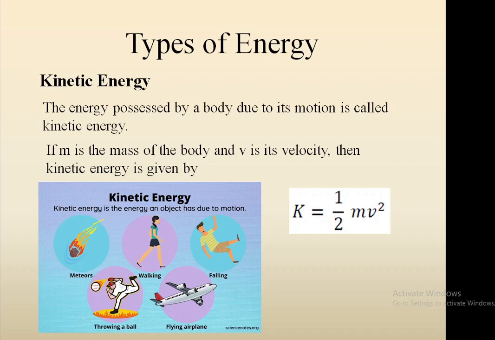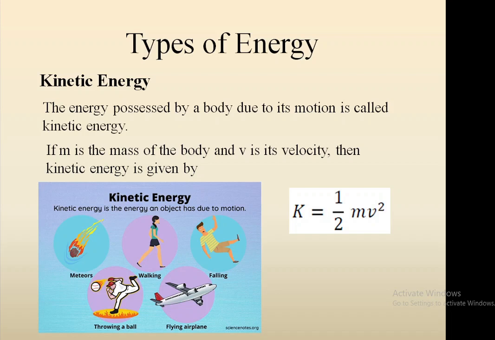A car is moving with a given speed. When the car hits a wall, the wall breaks. That means the moving car has the capacity to do work. Similarly, when a boy is running towards you and hits you, it may cause some injury or some pain on your body. That means the moving boy can impart energy to the other person.